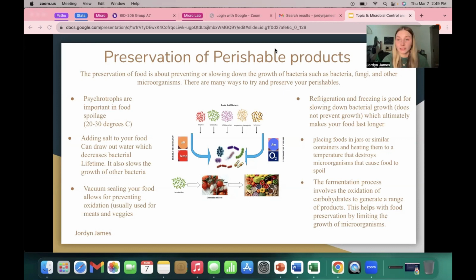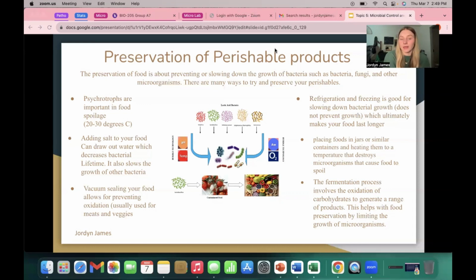Notice how it says slowing down the growth and not stopping growth, because just because you refrigerate or freeze something, it does not mean you are stopping the growth of organisms. You are simply taking away their needs to slow down the growth of bacteria. So just because you take these precautions doesn't mean your food's not going to spoil. All food will and can spoil at some point or another.